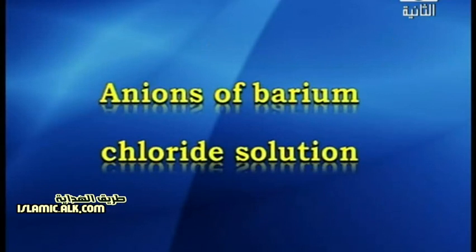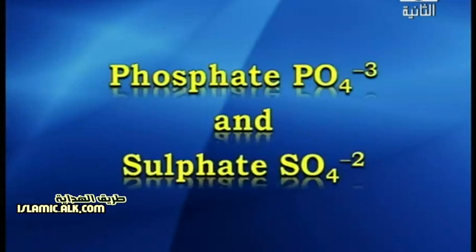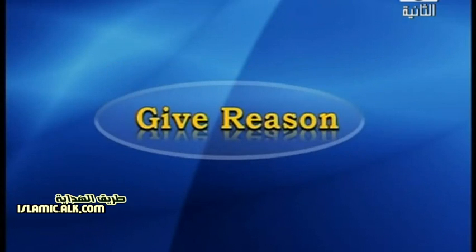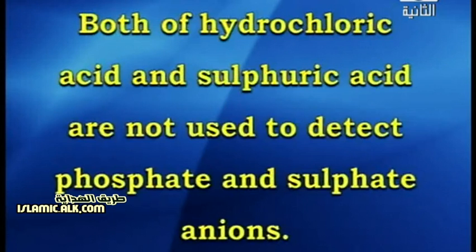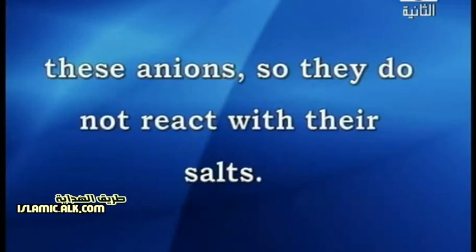Now we are going to discuss the anions of the barium chloride group, which include the following anions: phosphate anion PO4 3- and sulfate SO4 2- as shown on the screen. We have given you this point. Both hydrochloric acid and sulfuric acid are not used to detect the phosphate and sulfate anions, because both are less stable than the acids of these anions, so they don't react with their salts.